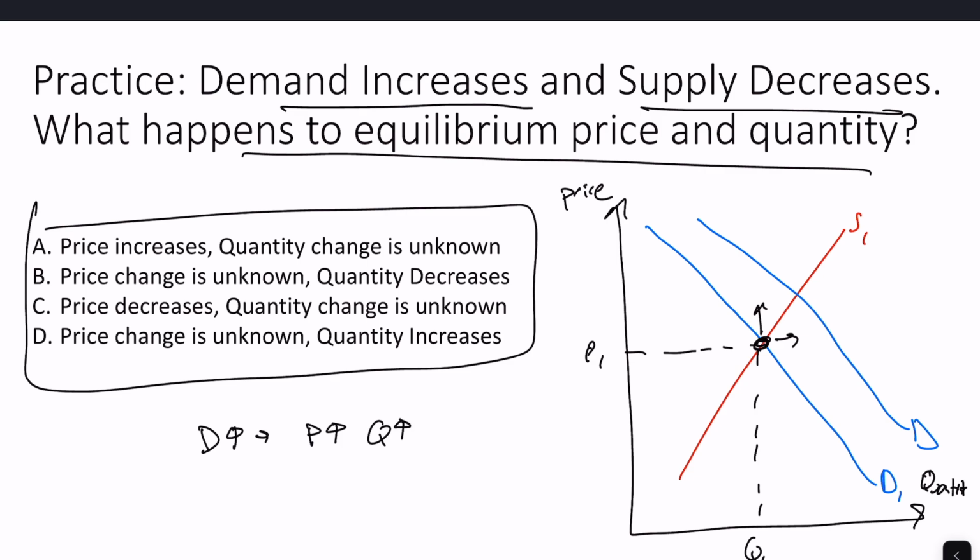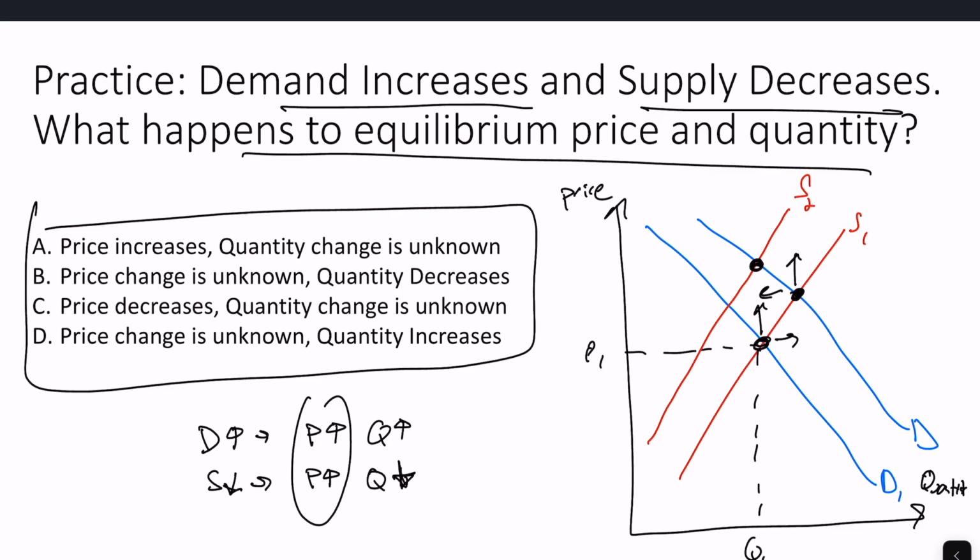Supply decrease. Supply 2. So now I'm going from this point here to this point here. A supply decrease would cause price to go up and quantity to go down.